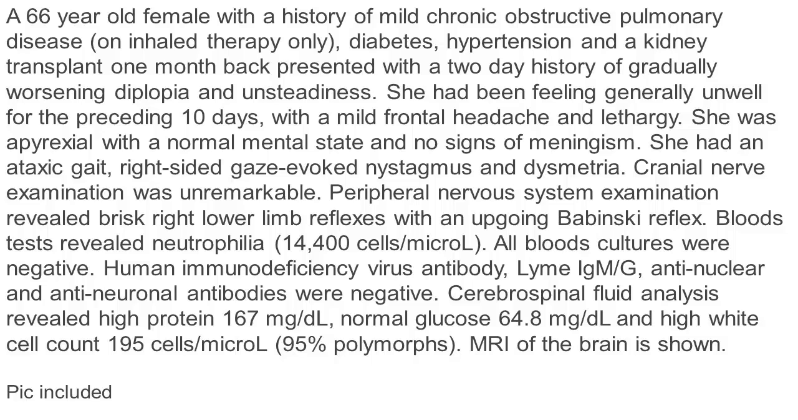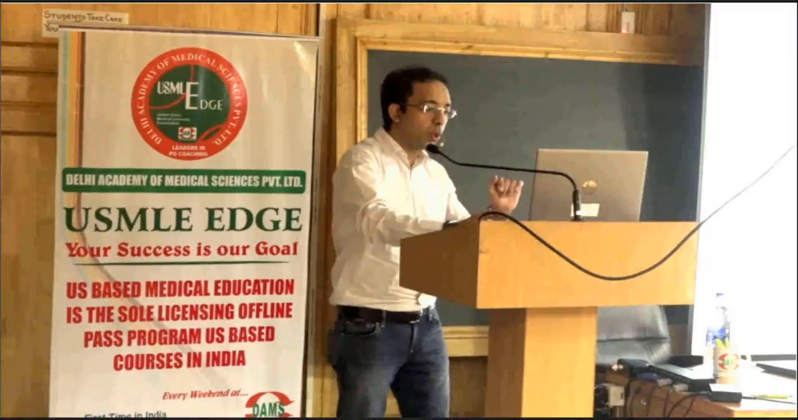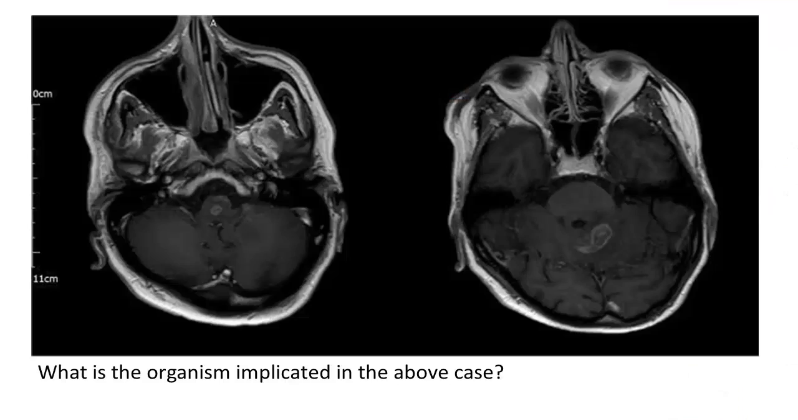She was apyrexial, no meningismus, but she has an ataxic gait, right-sided nystagmus, dysmetria, cranial nerves are normal, right lower limb reflexes are brisk, upgoing Babinski reflex is there. Blood tests show neutrophilia, blood cultures were negative. HIV, Lyme IgM, IgG, anti-nuclear, anti-neuronal antibodies were negative. CSF shows high protein, normal glucose, high WBC count, and the MRI brain is shown to you. This is the MRI brain, but I want you to tell us the organism which is implicated in the case shown to you.